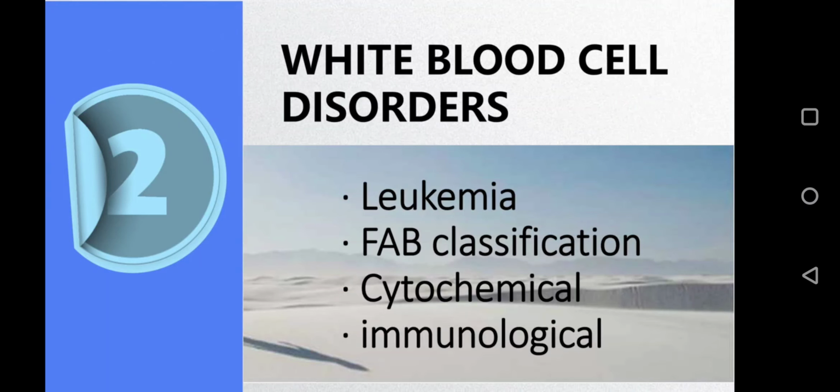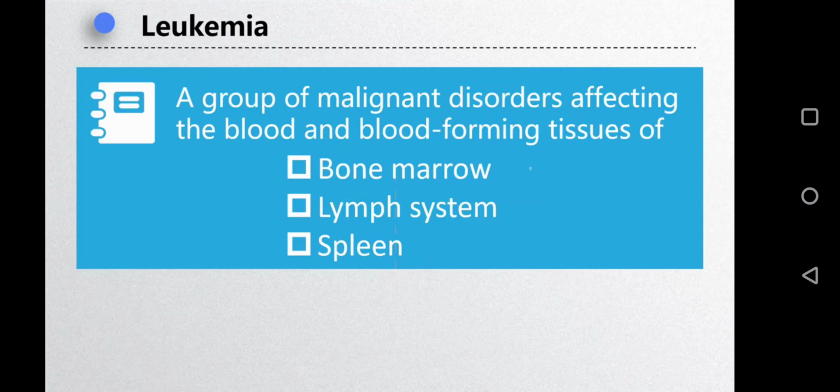Now let's learn white blood cell disorders together. Leukemia is a group of malignant disorders affecting the blood and blood-forming tissues of the bone marrow, lymphoid system, and spleen. At the beginning of our lesson, I showed you the cases that have affected the blood. And leukemia can occur at all ages.